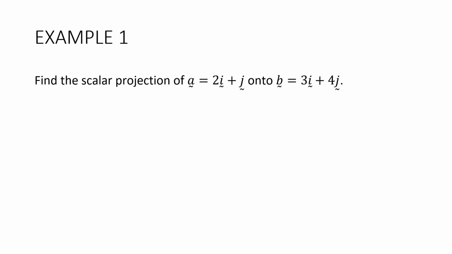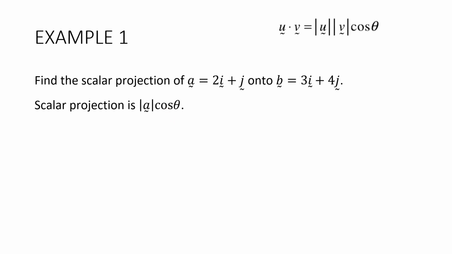Here's our first example. Find the scalar projection of A, which is 2i plus j, onto B, which is 3i plus 4j. Now here's the thing. Neither of those formulas appear on the reference sheet. So if you want to use that A dot unit vector B formula, you're going to have to memorize it. But here's my suggestion. Start with this. The scalar projection is the magnitude of A cos theta. Now if we want to then substitute for cos theta, this formula does appear on the reference sheet.